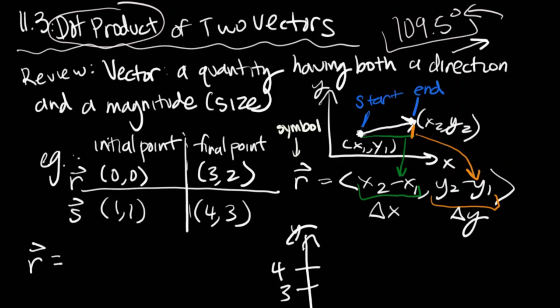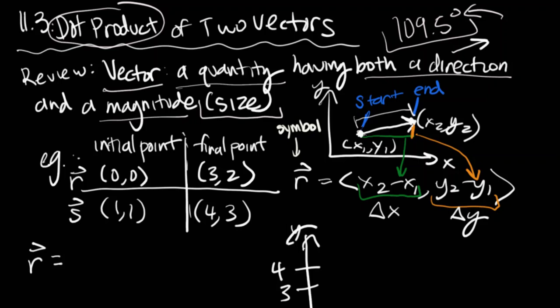So first off, I'm going to review what a vector is, for those who haven't seen a vector in a long time. A vector is simply a quantity having both a direction and a magnitude, and another word for magnitude is size. So pictorially, it looks like this.